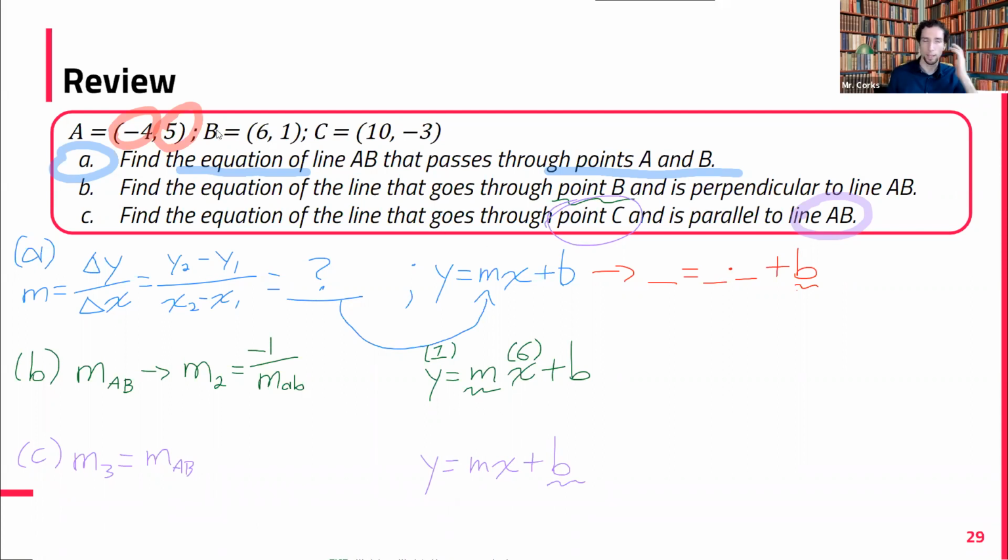Okay, so that's the process for this. So, given 2 points, can you find the line that goes through them? And do you understand what perpendicular slopes are? Do you understand what parallel slopes are? What's the relationship between them?